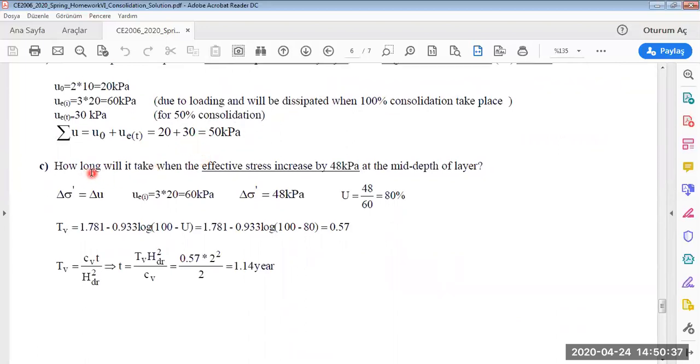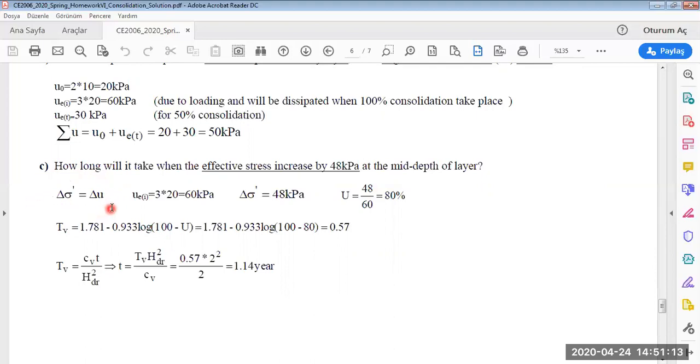Now we're going to calculate the time when the effective stress increased by 48 kilopascal at the midpoint, mid-depth of the layer. We are going to make our calculations according to the midpoint of the clay layer if it's not specifically defined for any point. Here is an important equation. Please be careful about this equation.